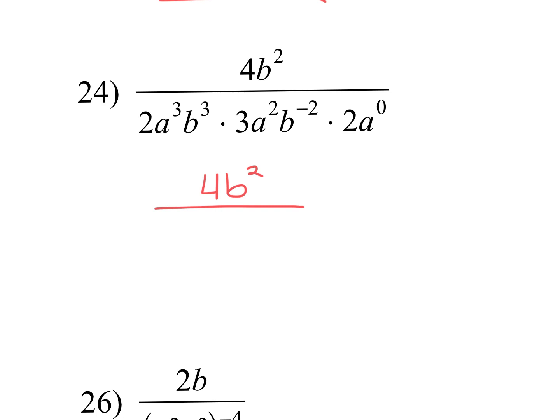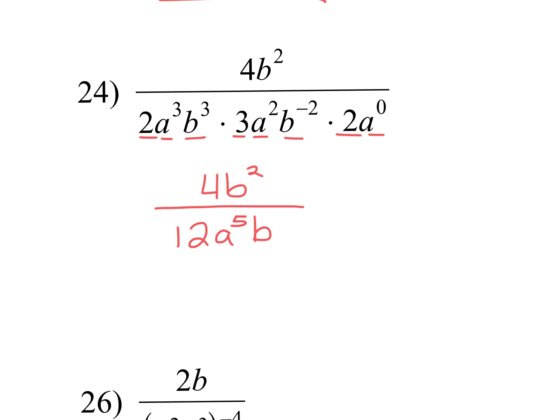So remember, take your numbers. What's 2 times 3? Times 2? 12. So we have 12. Do the same thing with the a's. 3 plus 2 plus 0. So a to the 5th. And then the b's, we have 3 minus 2, which is 1. Yep.